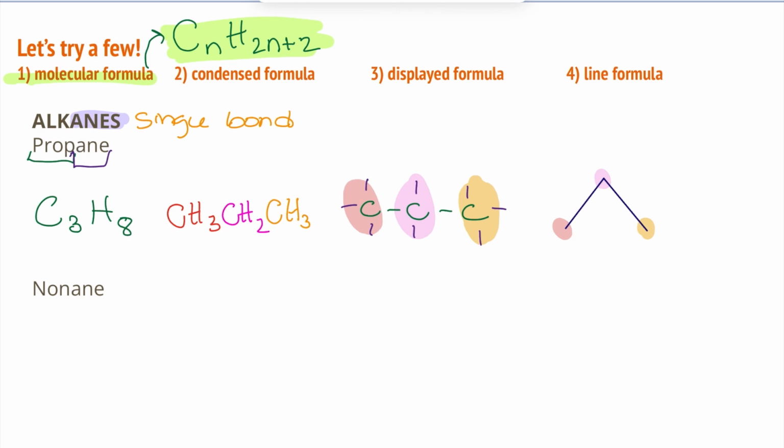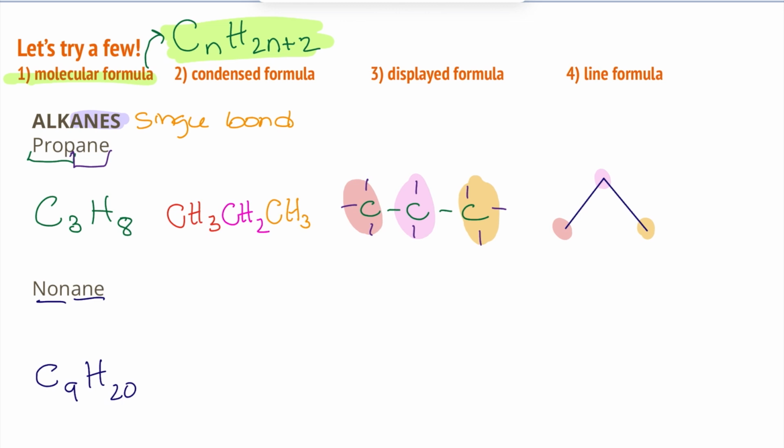And we don't draw any hydrogens. We know that the hydrogens are there to make our carbons happy. All right, nonane, if you want, try this one on your own. Non is 9, so C9. This is an ane, so I know that my H's are going to be 2 times 9, which is 18, plus 2. So I'm going to have C9H20.